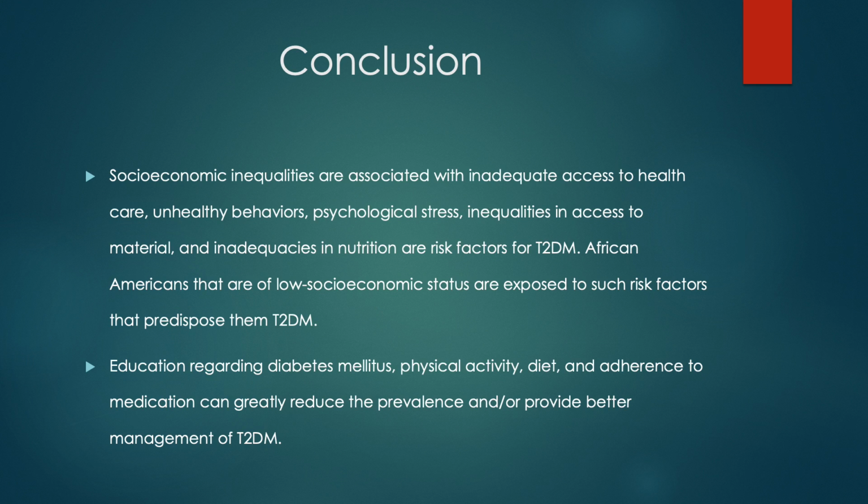After examining all these articles, our overall conclusion is that socioeconomic inequalities associated with inadequate access to health care, unhealthy behavior, psychological stress, inequalities in access to materials, and inadequacy in nutrition are all risk factors for type 2 diabetes in African Americans. Those who are of low socioeconomic status are exposed to such risk factors that predispose them to type 2 diabetes. However, with that being said, education regarding diabetes mellitus, physical activity, healthy diet, and adherence to medication can greatly reduce the prevalence and or could provide better management of type 2 diabetes.